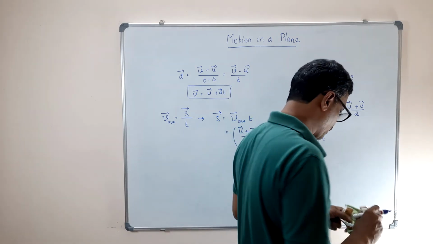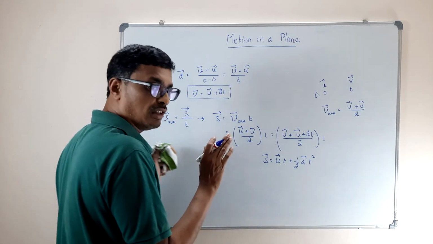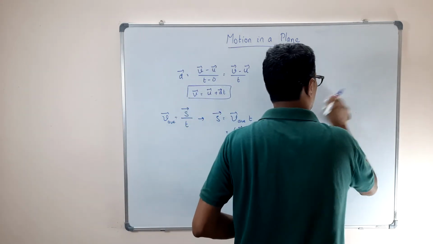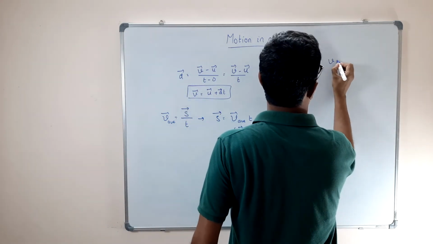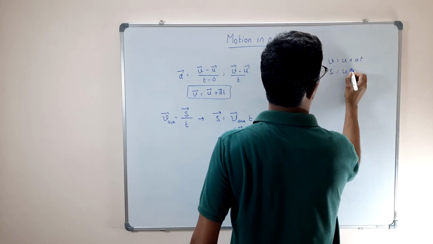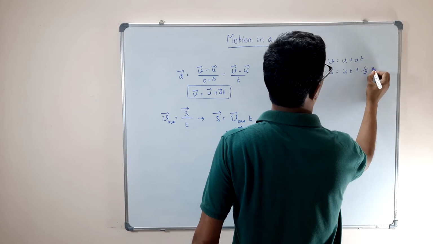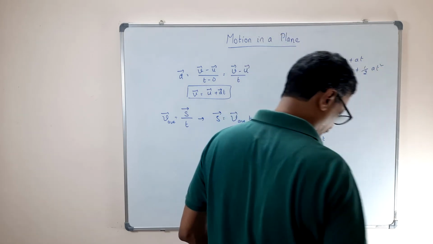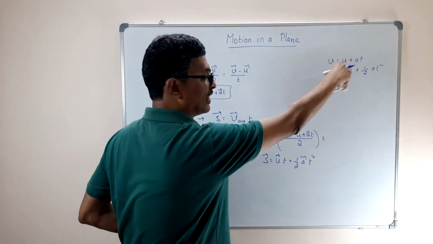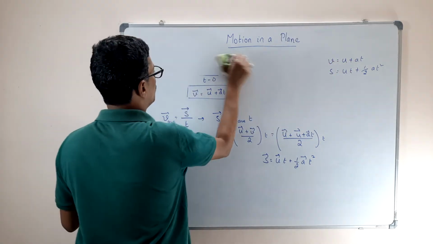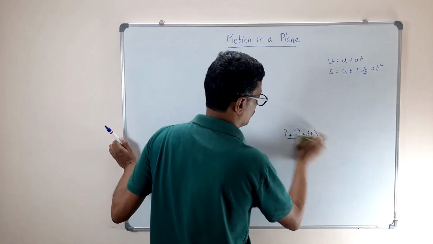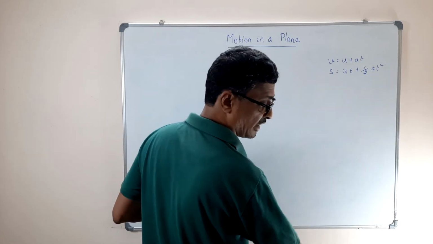Once you resolve, then you can use all the same components. You remember what the equations of motion we had earlier? V equal to U plus AT, and then S is equal to UT plus half AT square. The third equation I'm leaving, we don't want to write. That's combining these two; if you remove the t term, that will come up. So this is for the rectilinear motion.